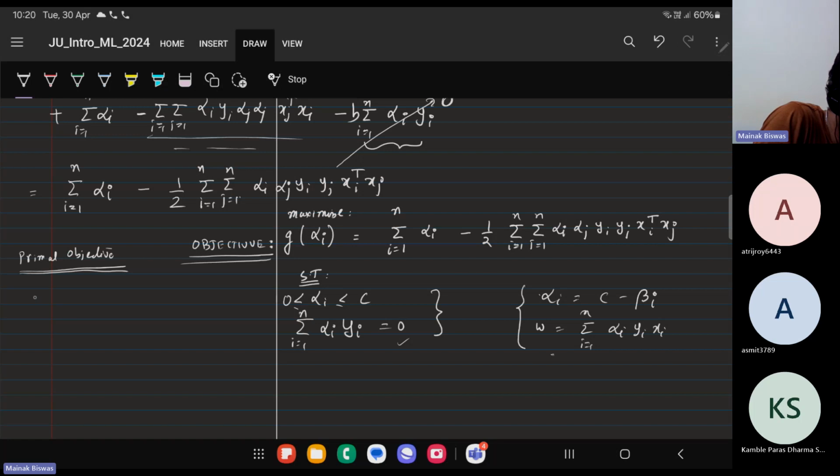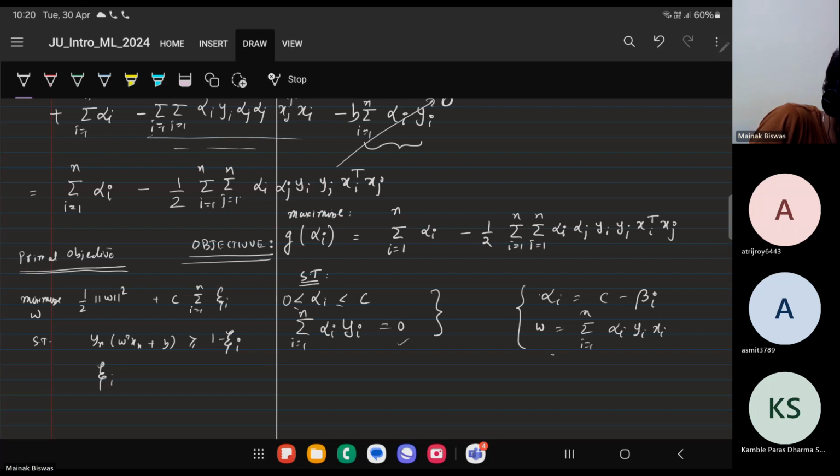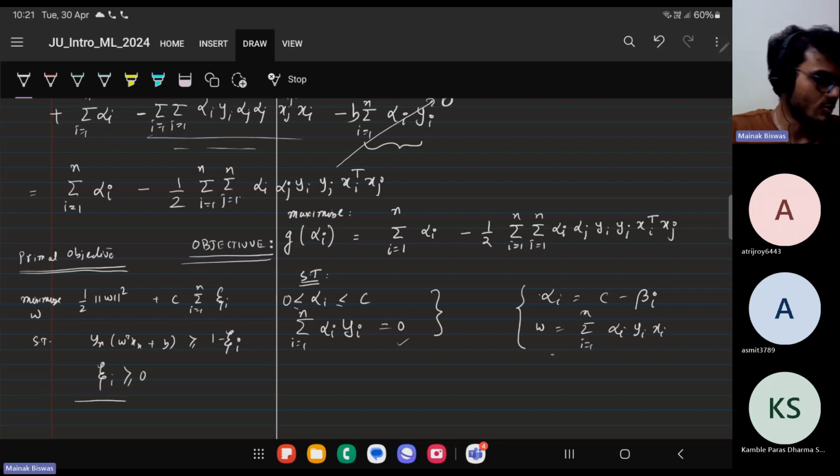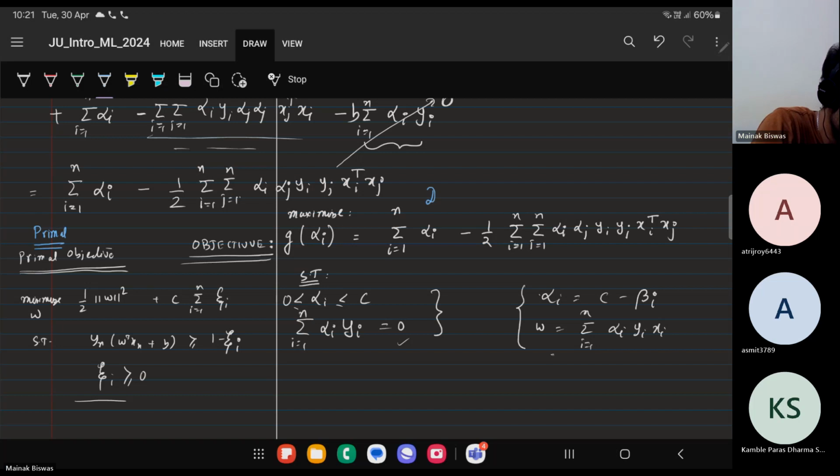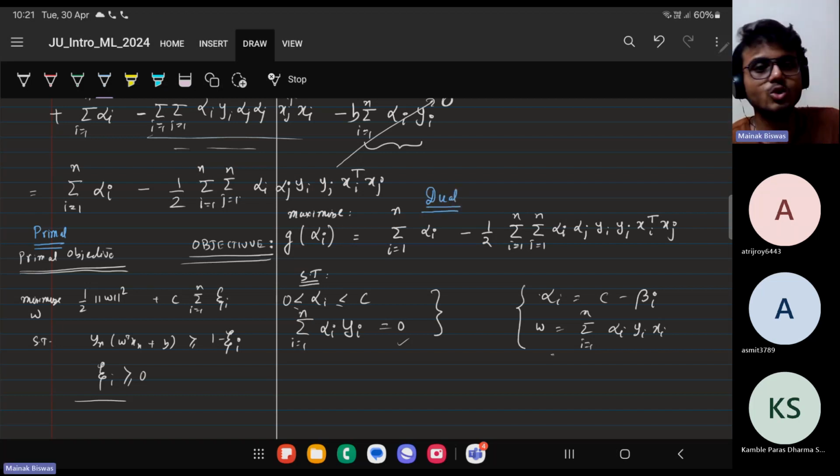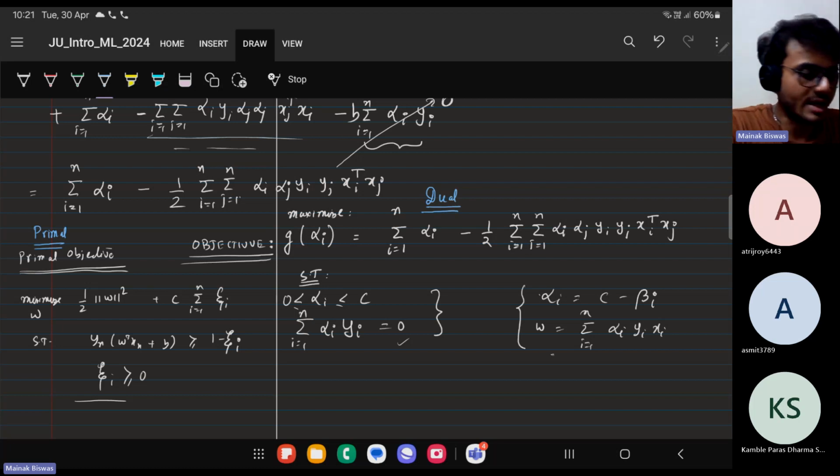What was the primal objective? Minimize this subject to yn w transpose xn plus b greater than or equal to 1 minus the slack, and so these are the two. So this is the primal and this is the dual. And we'll be using the dual to solve the SVM. We'll see why next class.